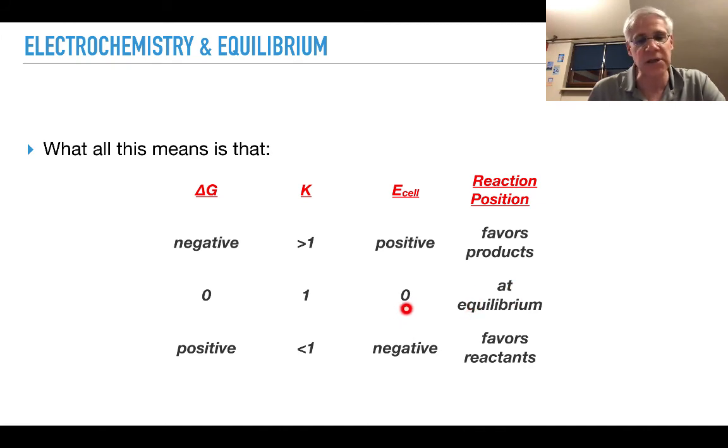This is kind of an interesting thing here. So when a battery dies on you, it hasn't actually gone to completion. It has reached equilibrium where the forward reaction and reverse reaction are occurring at the same rate. What that means is that you have no net movement of electrons, so you have no voltage taking place. And then if we have a positive delta G, our K is going to be less than 1. Our E cell is going to be negative, and those reactions favor the reactants. So we can look at the reaction position in terms of spontaneity, in terms of equilibrium constant, and now for a redox reaction in terms of E cell.